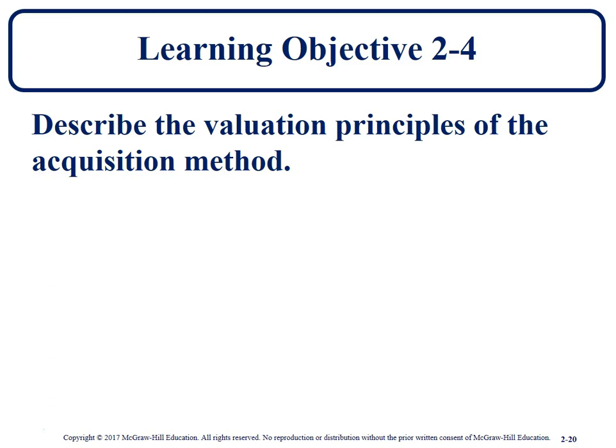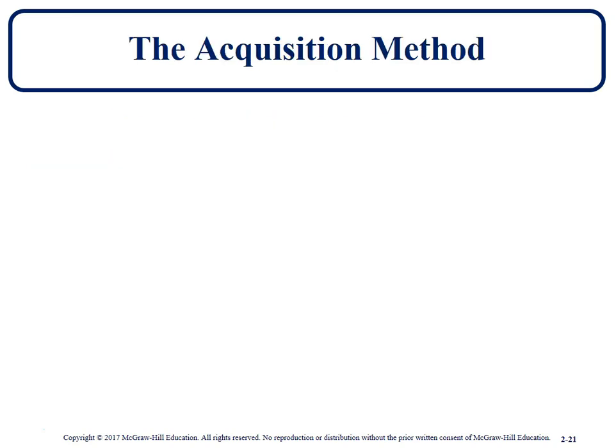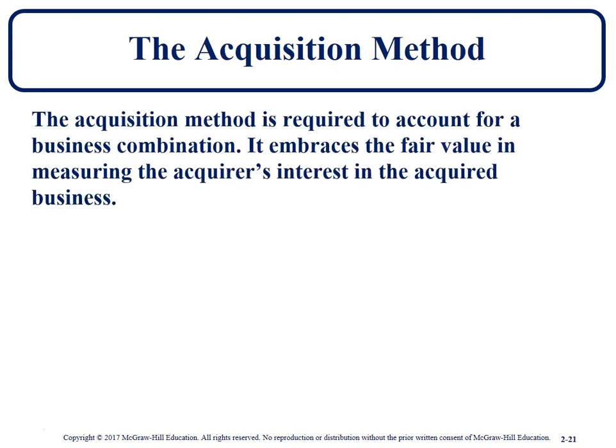Okay, learning objective 2.4. Describe valuation principles of the acquisition method. The acquisition method is required to account for a business combination. If you remember what we talked about, it looks at and uses fair value of the acquirer's interest in the business. Makes a lot of sense. You're going to put it on the books, so you're going to record it at what you paid for it. Doesn't matter what the book values are of the acquired company. The acquisition method is focused on the fair value, not the book value.